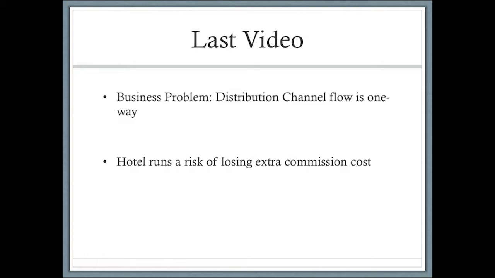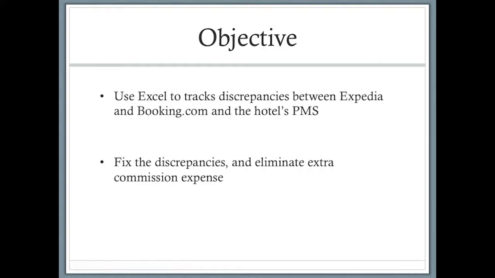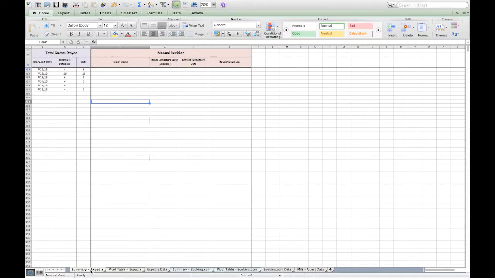So the objective of this video is to use Excel to track any discrepancies in the guest reservations. And because the distribution channel does not automatically reflect the changes, we need to use Excel to create this process to do it ourselves. We need to manually reconcile it. Now, by reconciling, I mean that we need to make sure the two data sets equal out. And when we do this, we ensure that the commissions charged to the hotel are accurate and that any extra commissions are eliminated. So we first start with this summary tab.